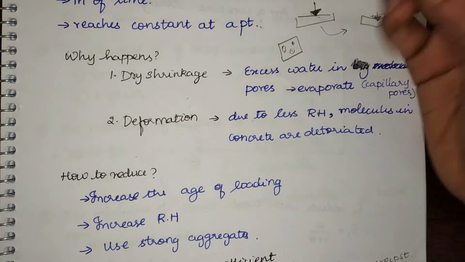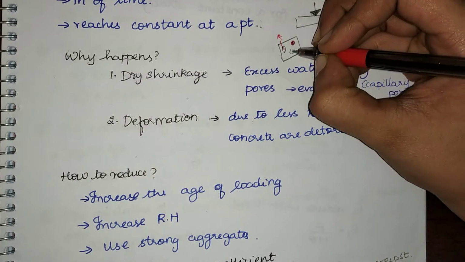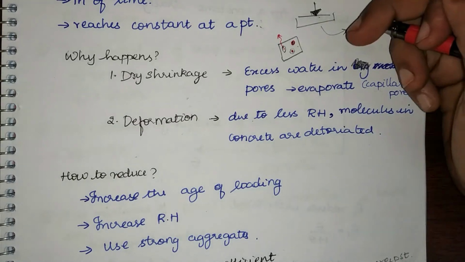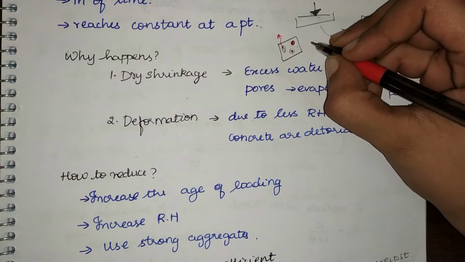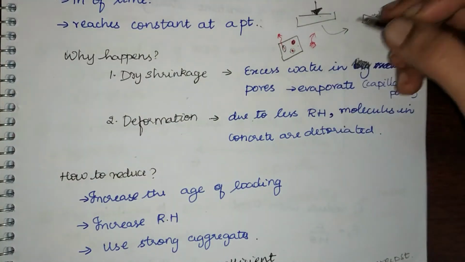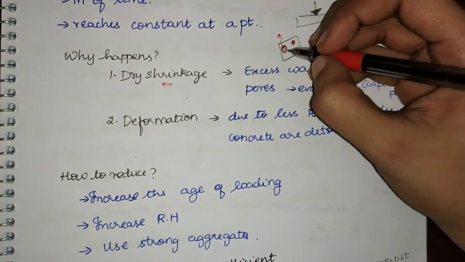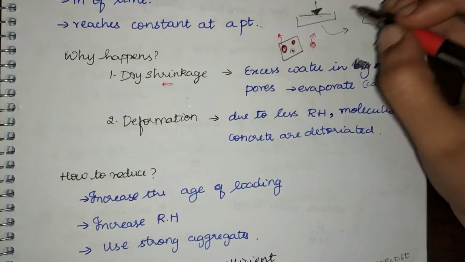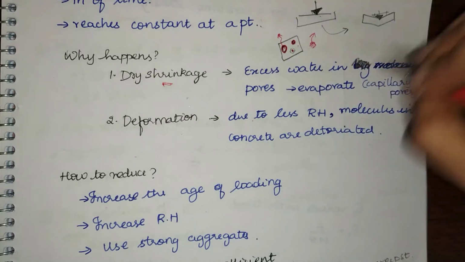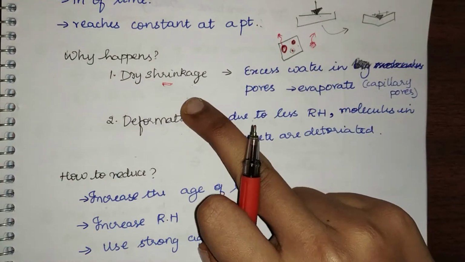These large pores don't have any problem. When water evaporates, nothing happens. But in the small pores and inside the CSH gel, the water is held by surface tension. Since these pores are very small, the capillary effect takes place. So when this water is evaporated due to the high temperature, that is when dry shrinkage occurs. As a result, when the water is evaporated, dry shrinkage occurs, and because of this dry shrinkage, creep occurs.